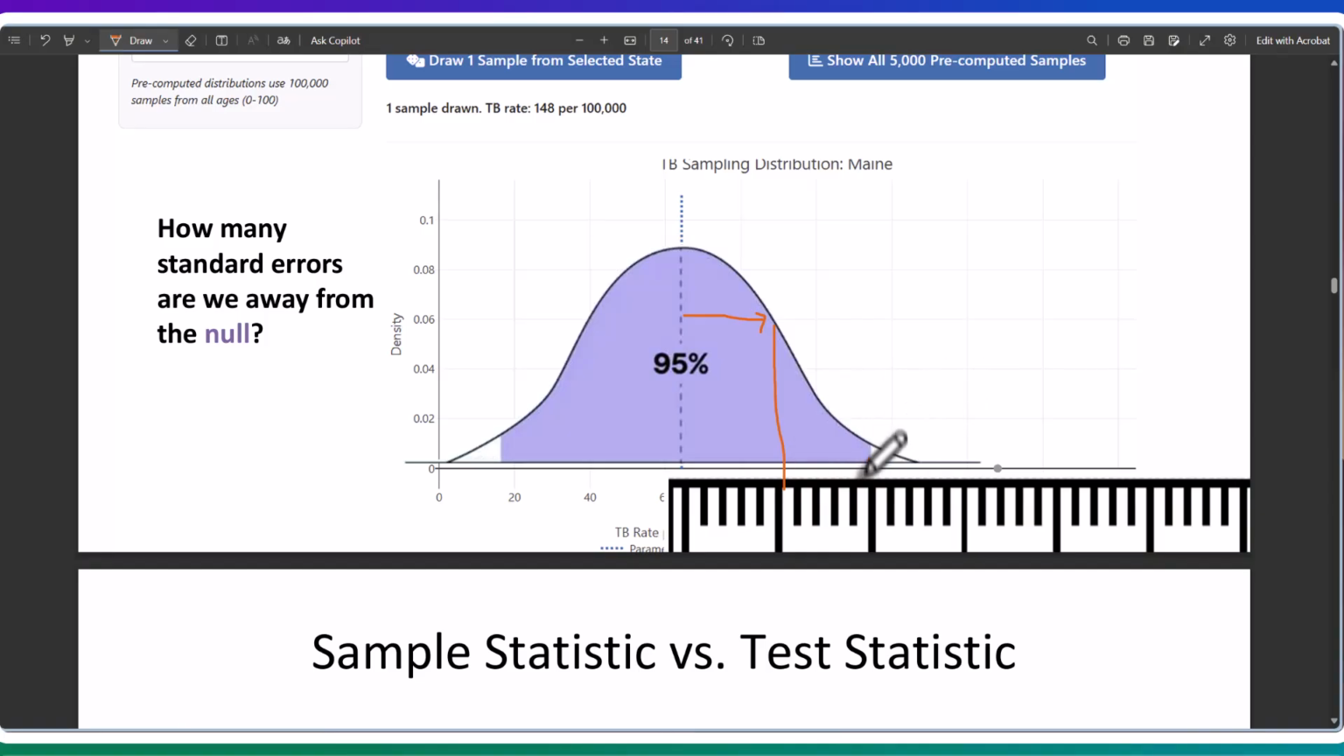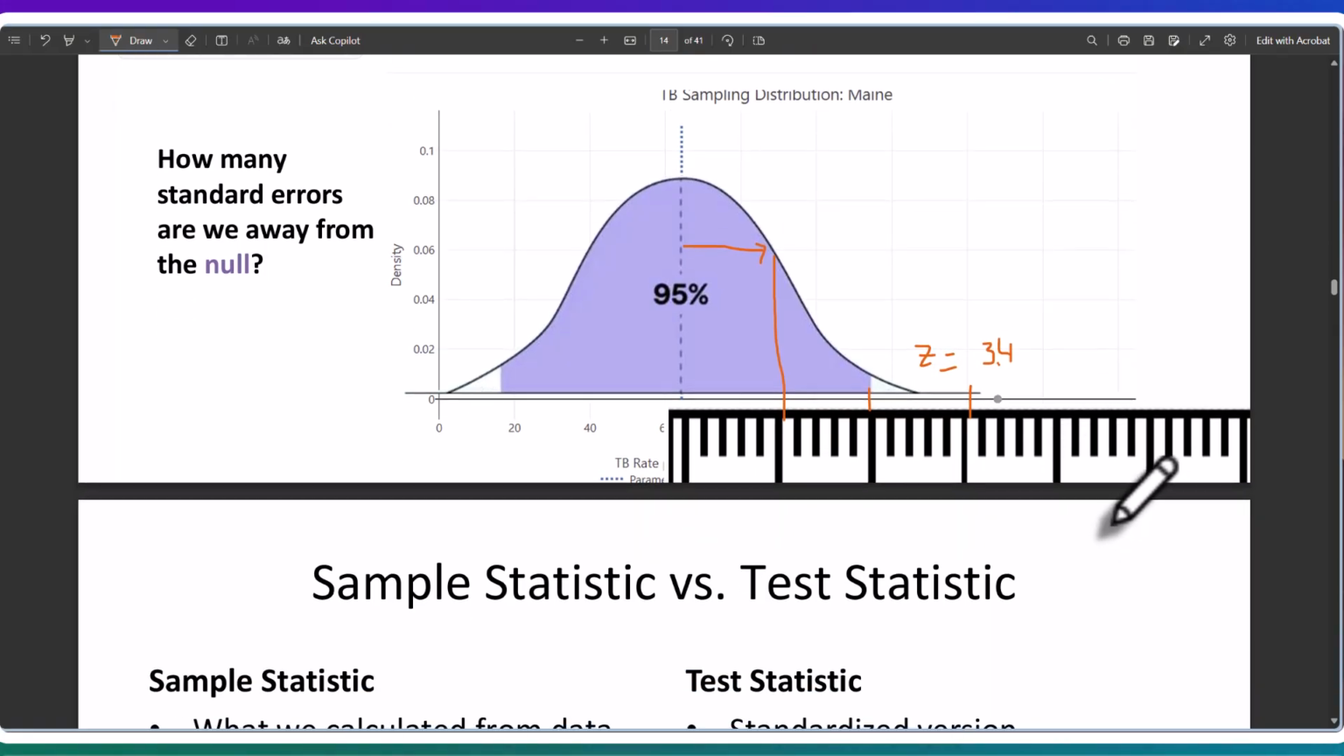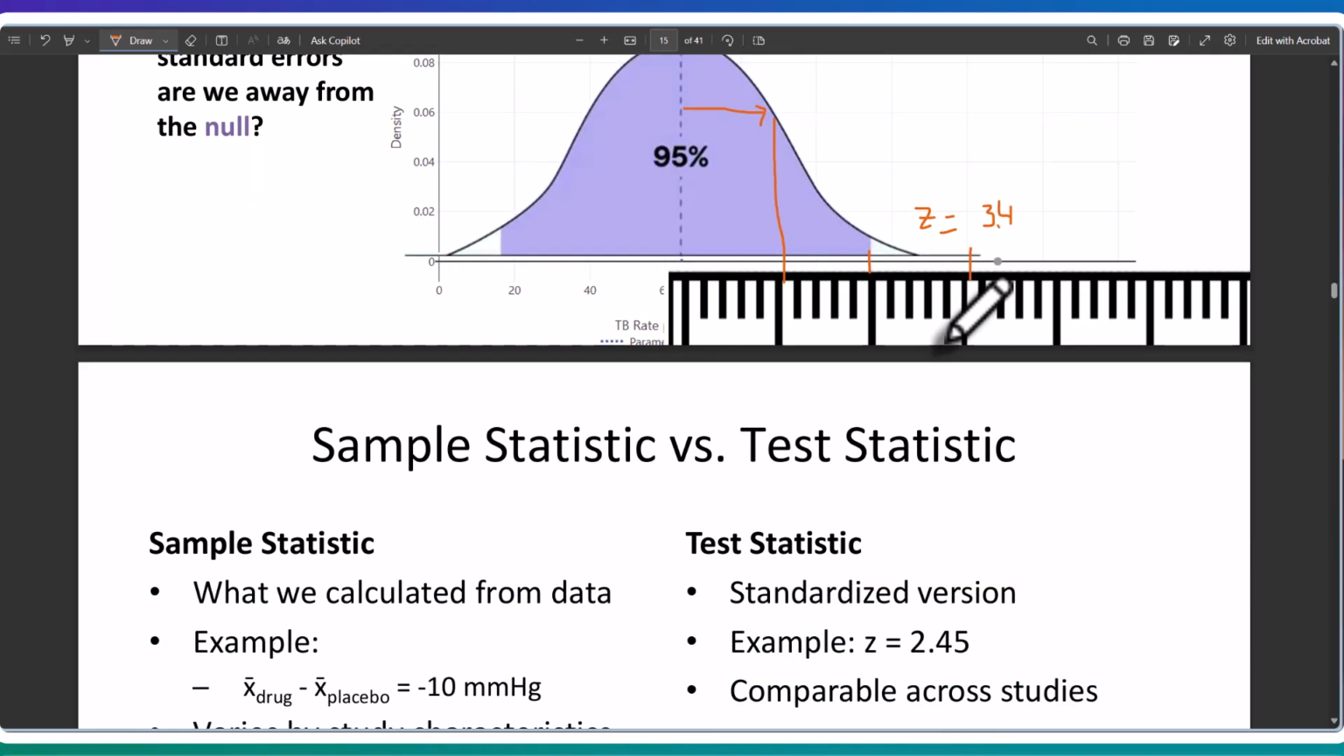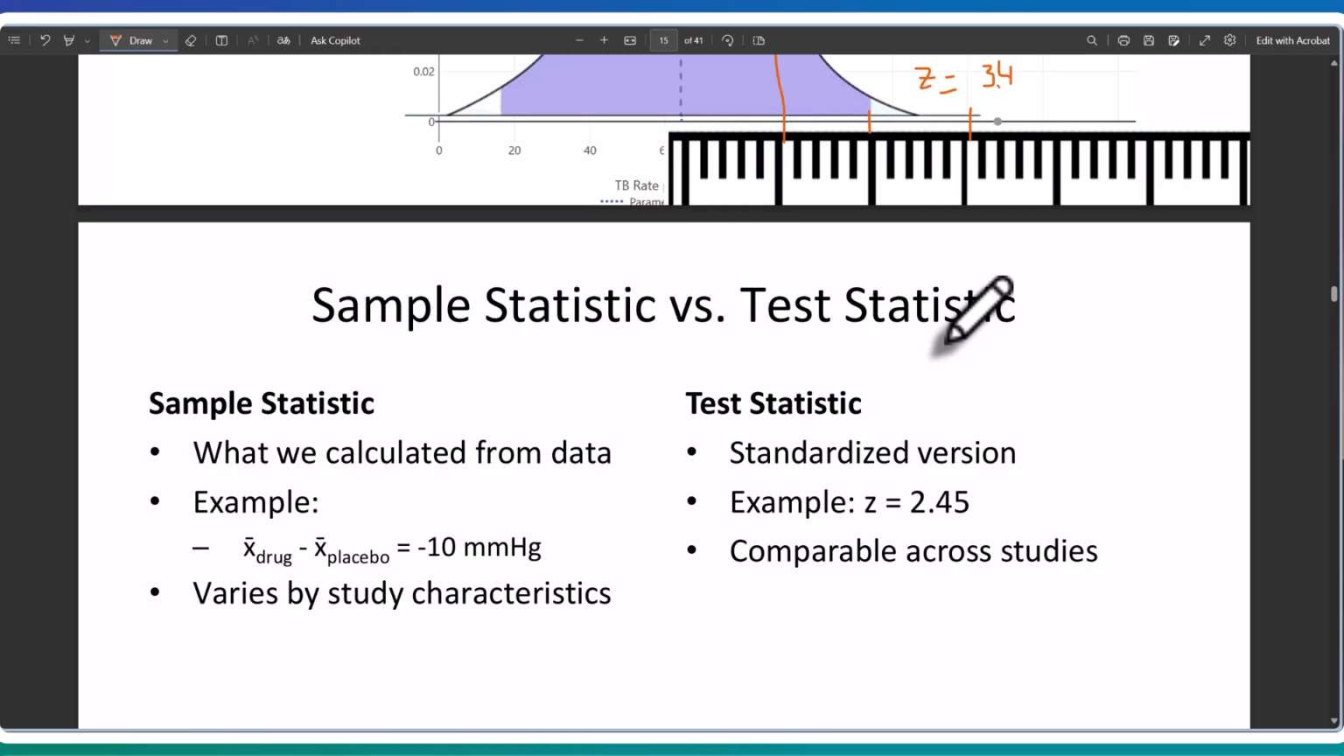So we're 1, 2, 3, that would be 3.4. So we are 3.4 standard errors away from the mean, and that would be z equal to 3.4. Okay, so we're 3.4 standard errors away from the mean. That's definitely larger than 2. And so we're pretty far away in this hypothetical situation.